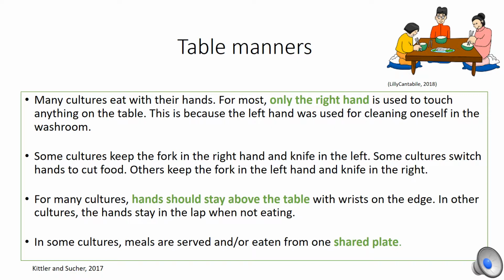Some cultures keep the fork in the right hand and knife in the left. Some cultures switch hands to cut food. Others keep the fork in the left hand and knife in the right. For many cultures, hands should stay above the table with wrists on the edge. In other cultures, the hands stay in the lap when not eating. In some cultures, meals are served and or eaten from one shared plate.